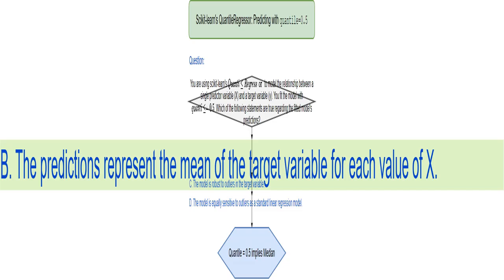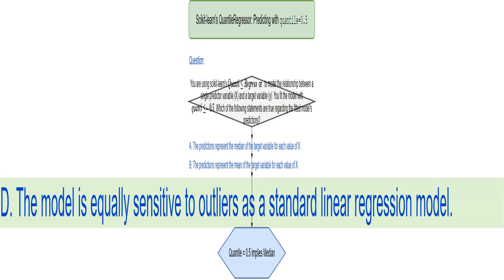This is false. The QuantileRegressor predicts the median, not the average or mean. A linear regression would predict the mean. Incorrect. Linear regression models are very sensitive to outliers since they're based on the mean, average. The QuantileRegressor with quantile equals 0.5 is way less affected by those outliers.